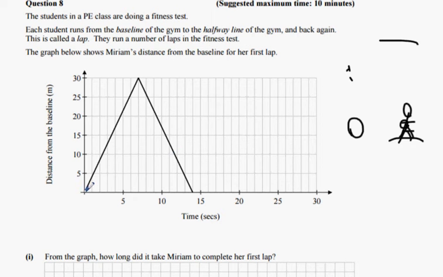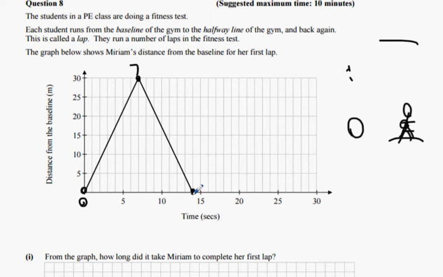So you start off at 0 time. It takes you 5 seconds, 6 seconds. What's that? 7 seconds to get there. How far away are we? 30 meters. So every 7 seconds you're 30 meters away. Then how long does it take you on the way back? Another 7 seconds on the way back.